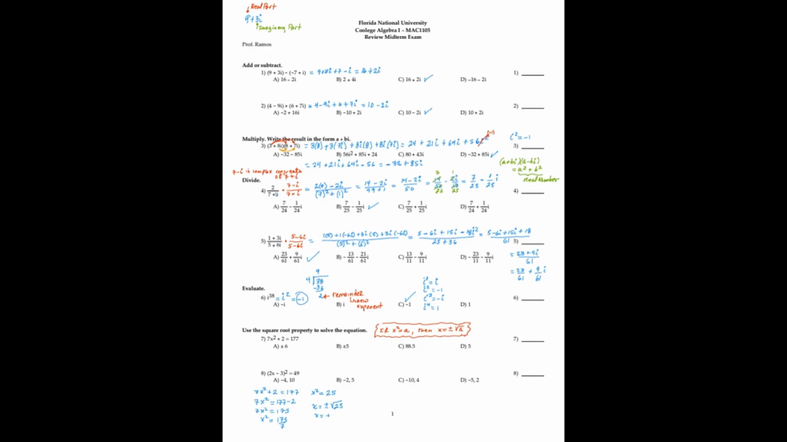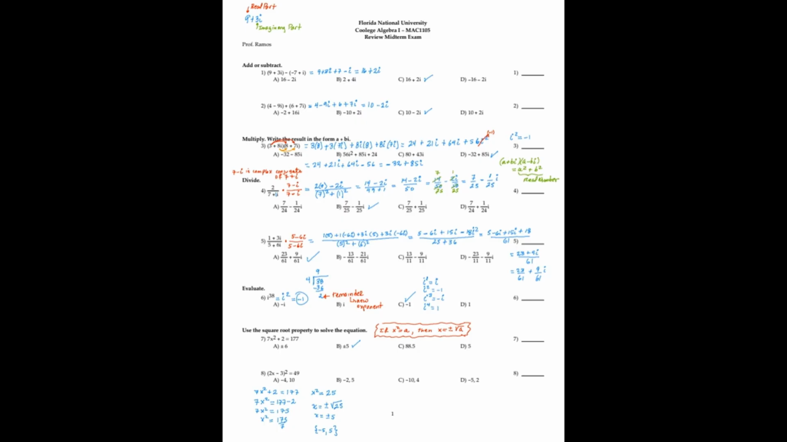x equals plus minus 5. That means that in this case, we have two solutions that are negative 5 and positive 5. So what is the right solution in this case? Answer B. For exercise number 7 it is answer B.